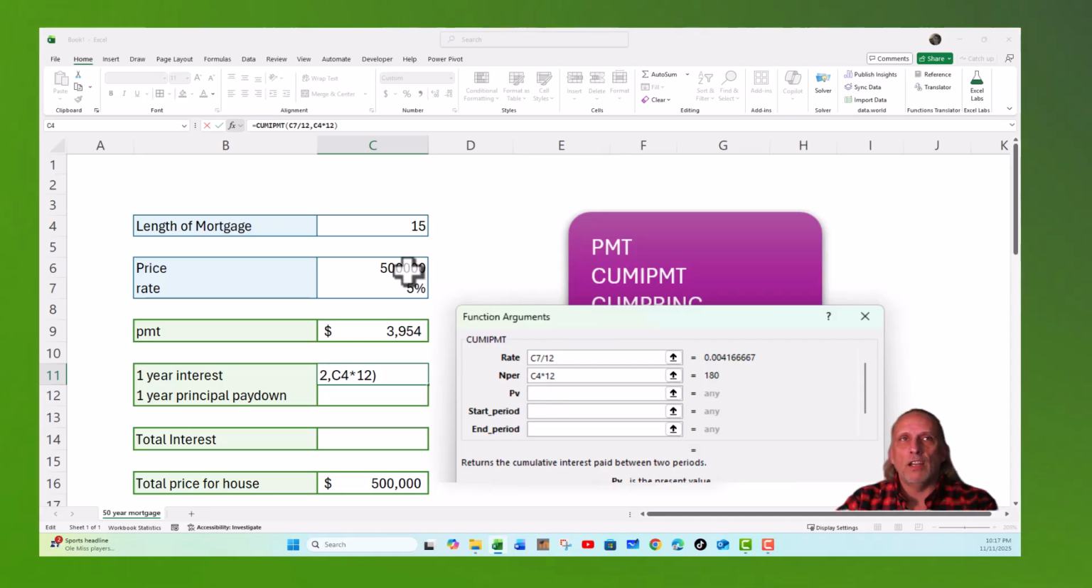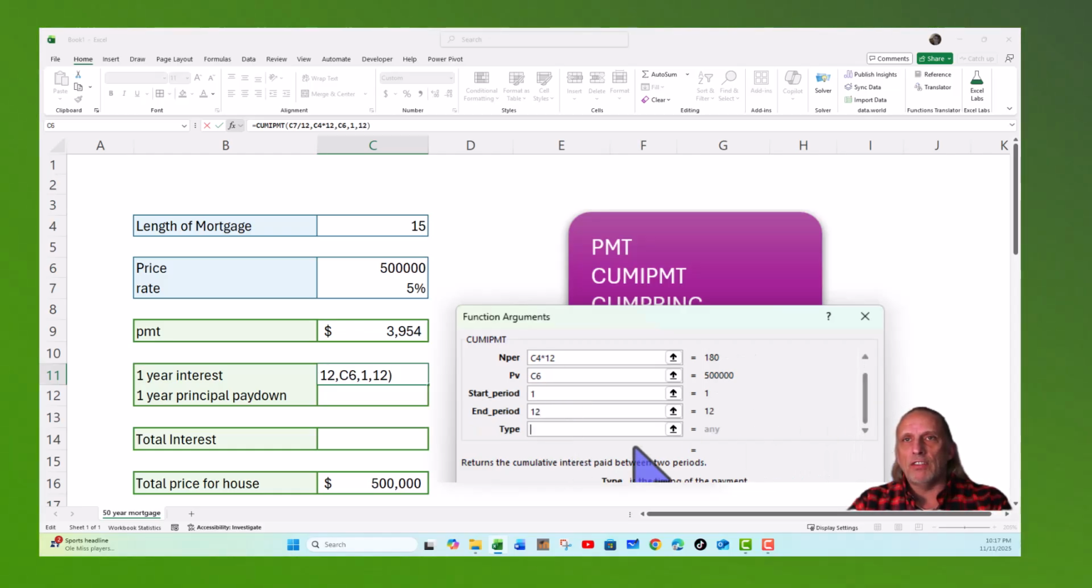And the present value is the price. Now, here's the next couple things we have to do. The start period and the end period. This function will calculate the amount of interest between any two periods in your mortgage. So we want to do the 1 year of interest. Let's do the starting period is 1 and the ending period is 12.